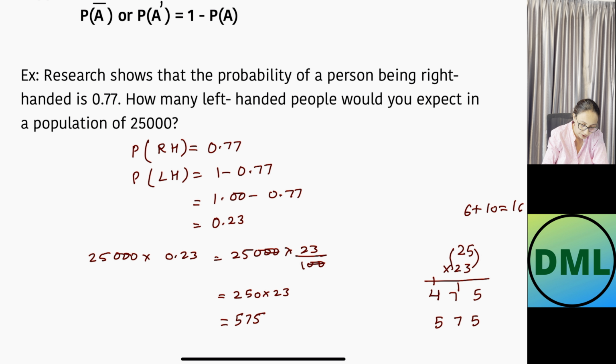But 1 0 is already here. So I will put 1 0 in front of that. That will be the number of people. This shows you that there are 5,750 left-handed people in the population of 25,000.